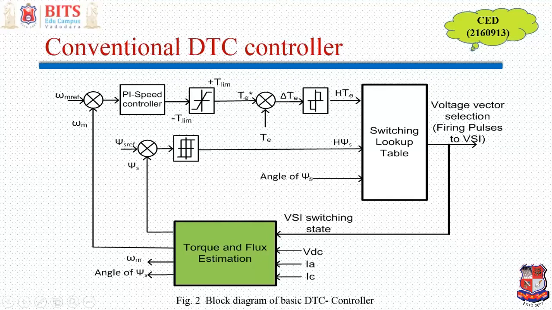Suppose I select voltage vector V1, that means which switches are to be turned on is directly indicated. So just firing is to be given to those switches. So the control becomes very, very easy. Based on these three, a lookup table directly selects which switches of the inverter have to be turned on. This is repeated in a particular manner so that you get the required torque, the required flux, and the required speed. So directly you are controlling torque without any complicated transformations or complicated calculations.